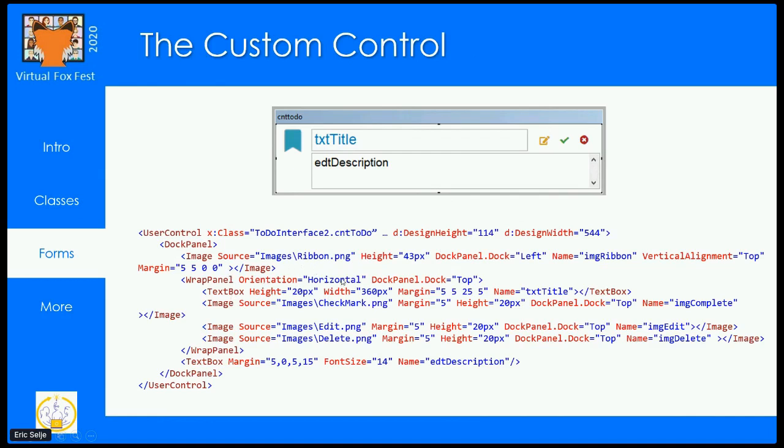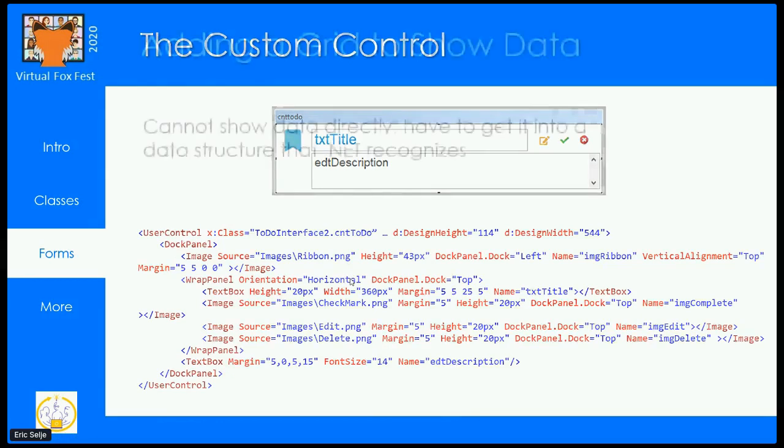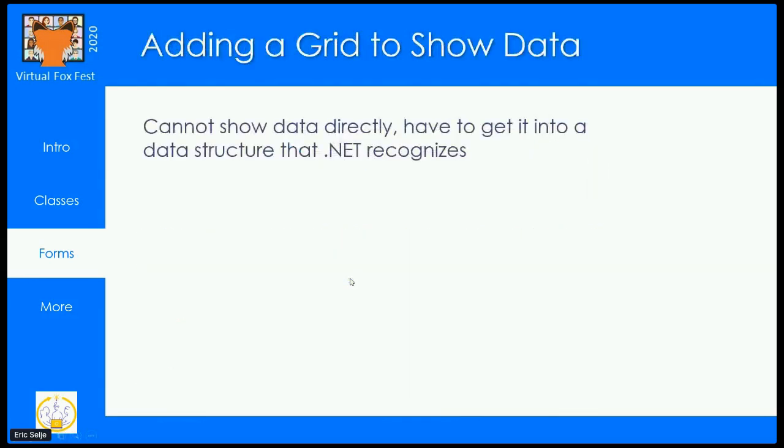That's the custom control. And then adding a grid to show the data. Like I mentioned earlier when you asked about field mapping, you can't show data directly. You have to get it into a data structure that .NET recognizes. I used an observable collection for the reasons I mentioned.